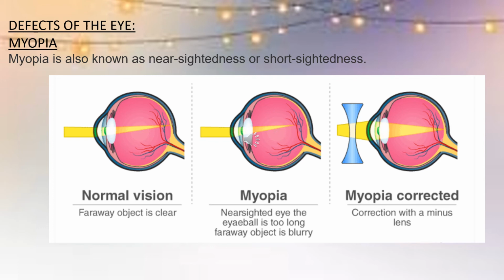So in that case, how can it be corrected? Usually in that case, the image will not be formed on the retina. So in order to correct that, we will use a concave lens. I explained about the concave lens in the previous video. They will use a concave lens for correcting that. So the person who is suffering from myopia uses specs of concave lens.